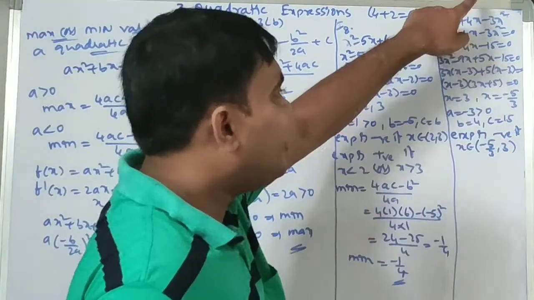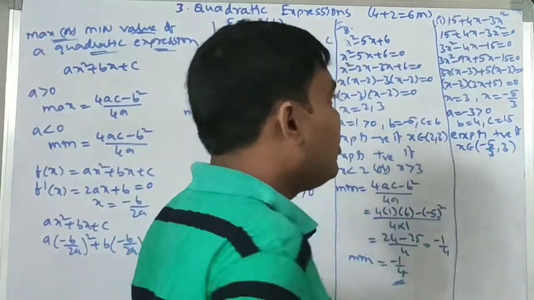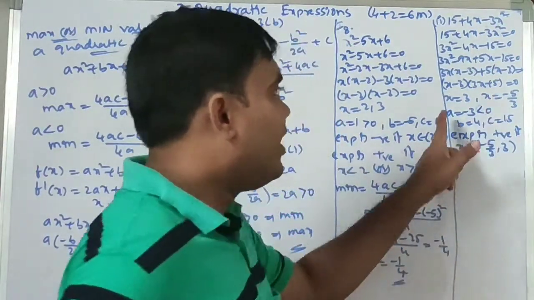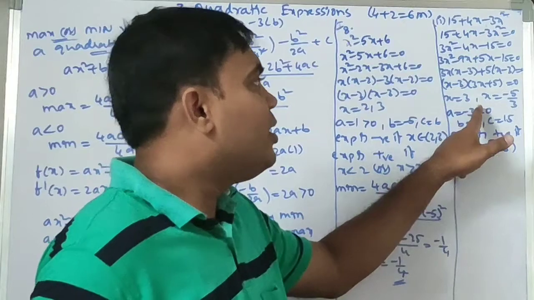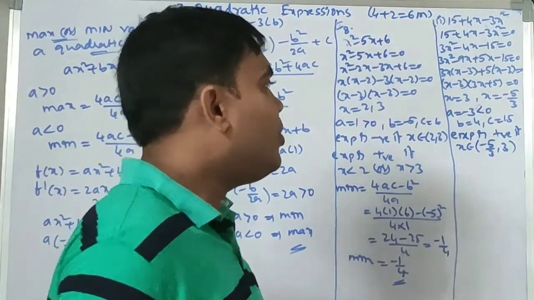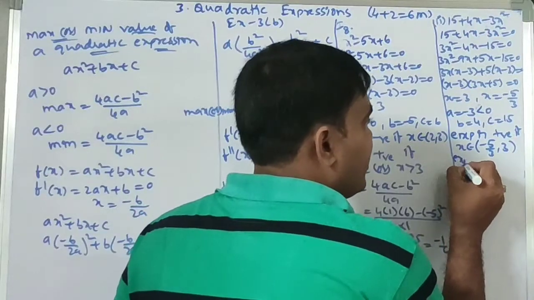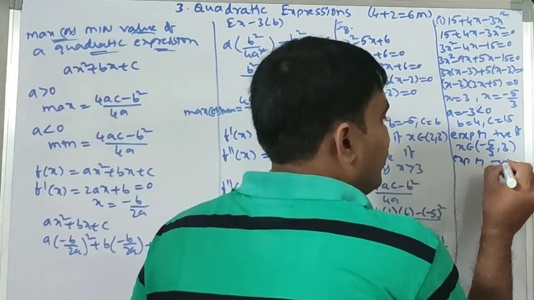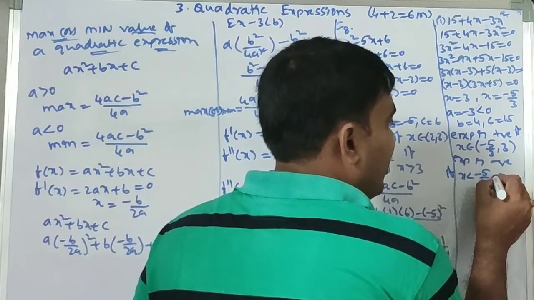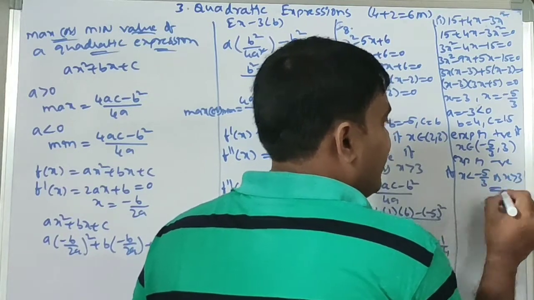In this interval the expression is positive. Minus 3 is less than 0 here, it is a equal to minus 3 less than 0. This is negative, this is positive, opposite sides. x belongs to minus 5 by 3 to 3. The expression is negative if x is less than minus 5 by 3 or x is greater than 3.